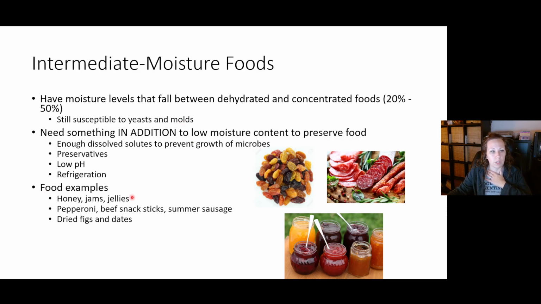But you'll notice all of these still have some moisture to their texture when you bite into them, on the meats. Dry figs and dates. I guess these have a little bit higher moisture than, say, raisins, for example. Fruit strips and fruit cake would be another example in here.